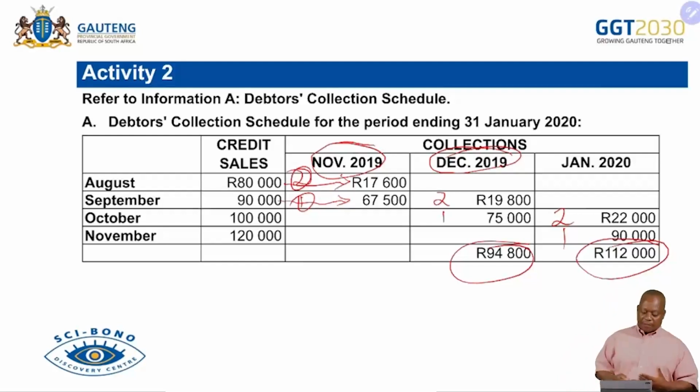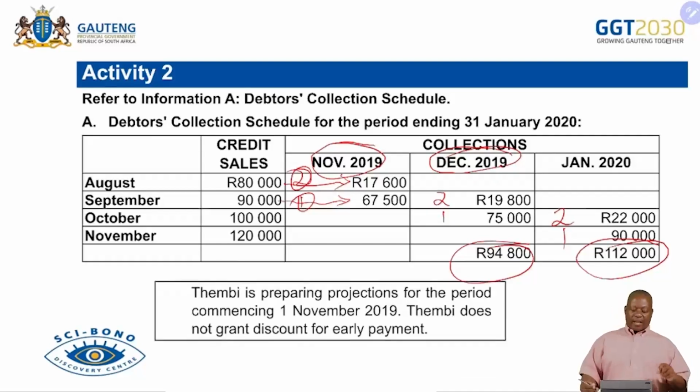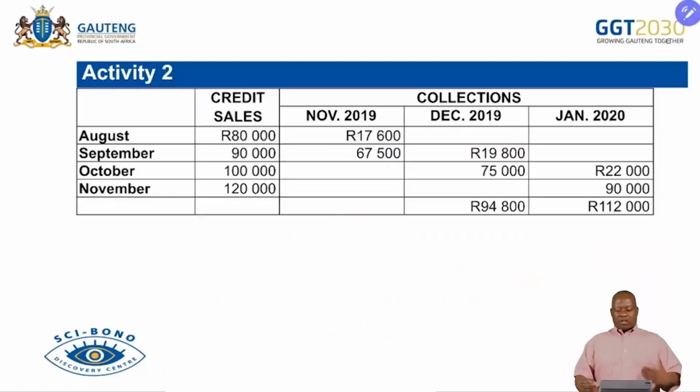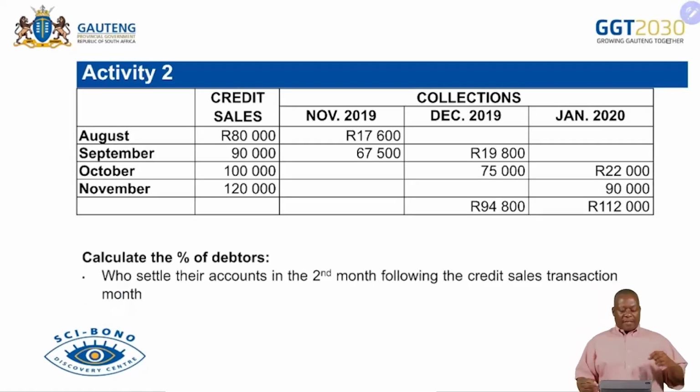Now, let's check. What are they expecting us to do with this information? They are asking us to say, Tembi is preparing projections for the period commencing in November. Tembi does not grant any discounts for early payments. So what does Tembi want us to do here? They're saying, calculate the percentage of debtors who settle the account in the second month.